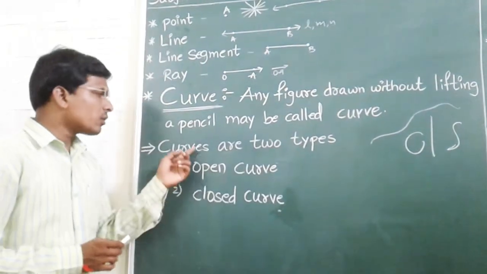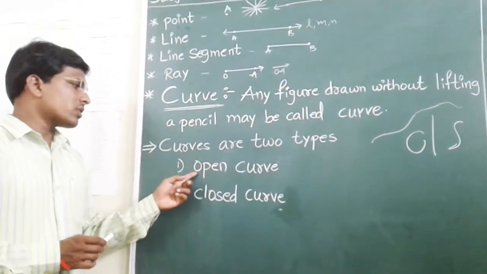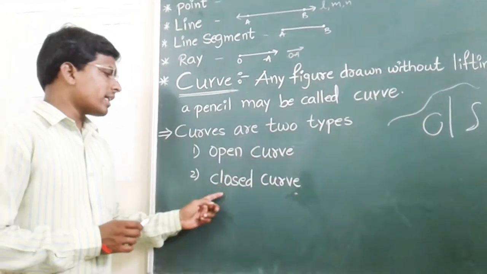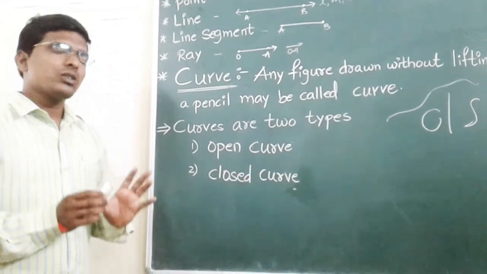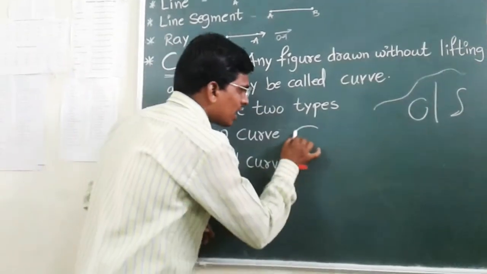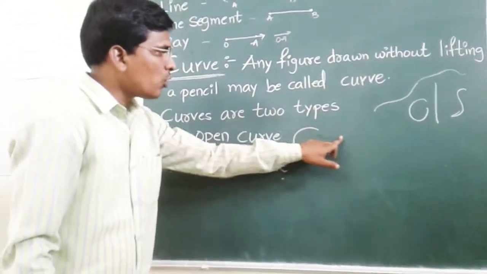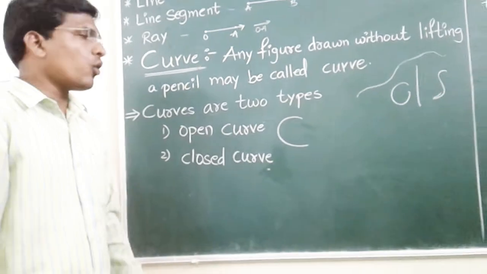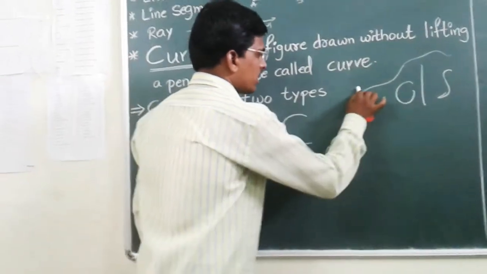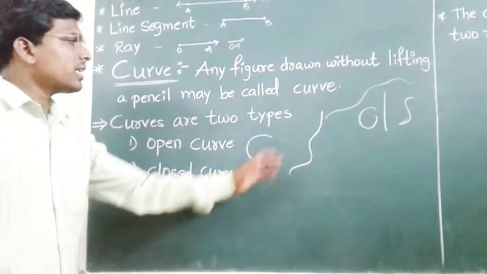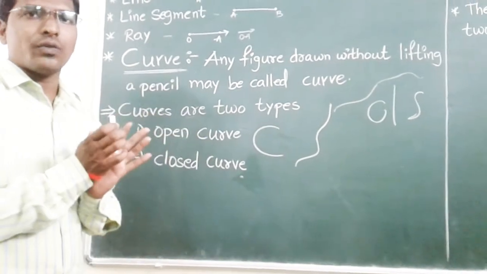Generally we have two types of curves. The first one is the open curve and the second one is the closed curve. The curve which has an open end, where the other end is open, is known as an open curve. We can notice it like this also. It is not a closed figure.